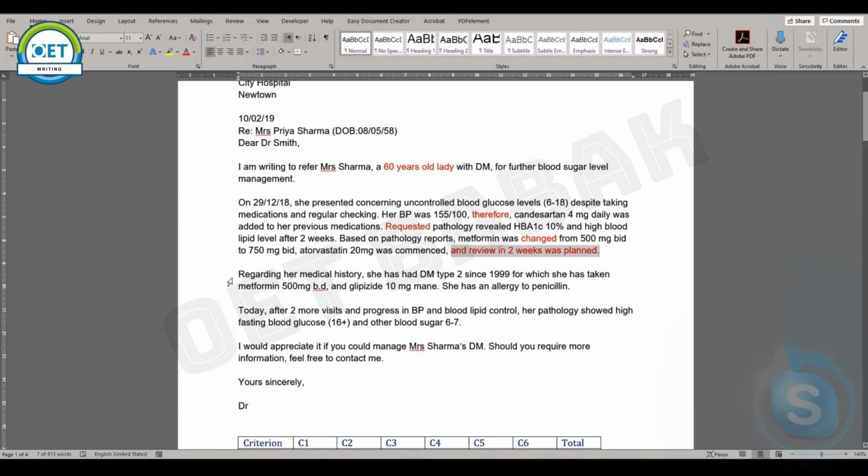And regarding her medical history, again, we don't need this. She has had DM type 2 since 99, for which she takes, or she has been taking, or she now takes. But we don't say she has taken since then. Okay, she's allergic to penicillin.